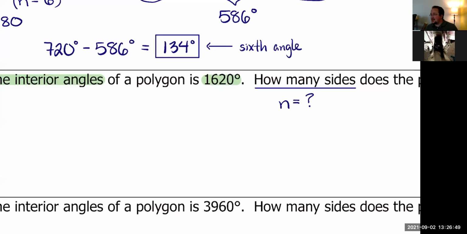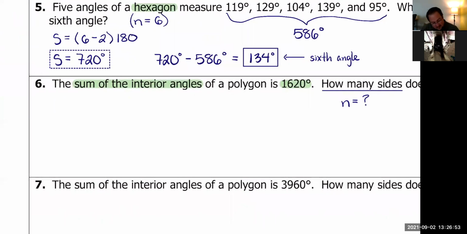So hopefully I know something that I otherwise wouldn't have known, and in this case, that's the sum of the interior angles. Well, I had a formula for that. It said that the sum of the interior angles equals n minus 2, and then all of that times 180. Well, that's convenient because I know the sum is 1,620.